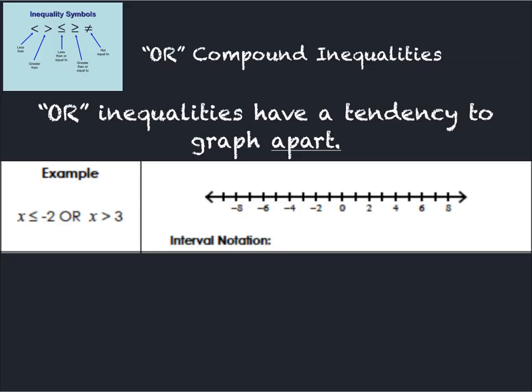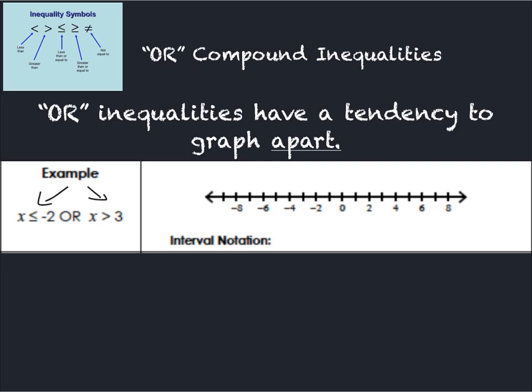So here we have an OR inequality. Remember, with compound statements, OR statements were true if either statement was true. It's the same with compound inequalities. This inequality is true if either this inequality here is true or if this inequality here is true. How would I graph that?